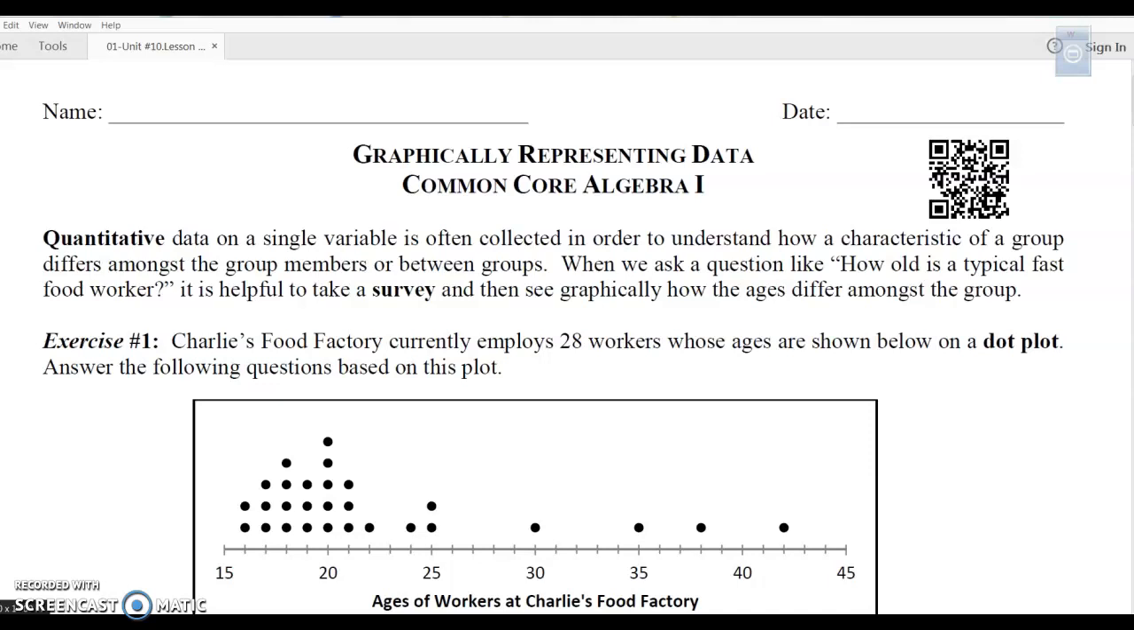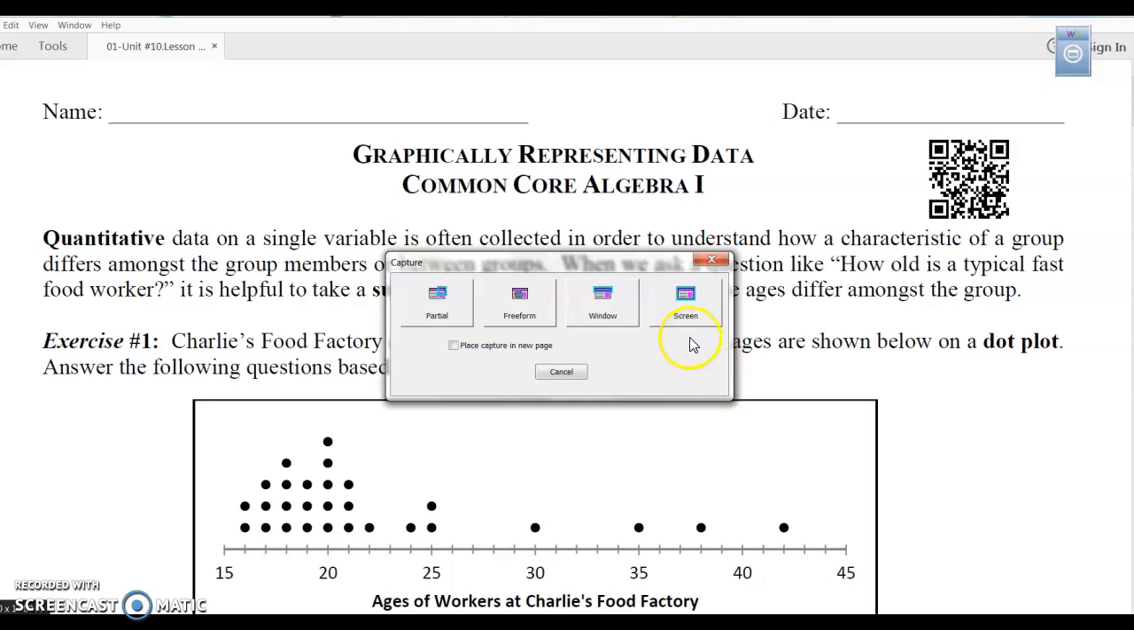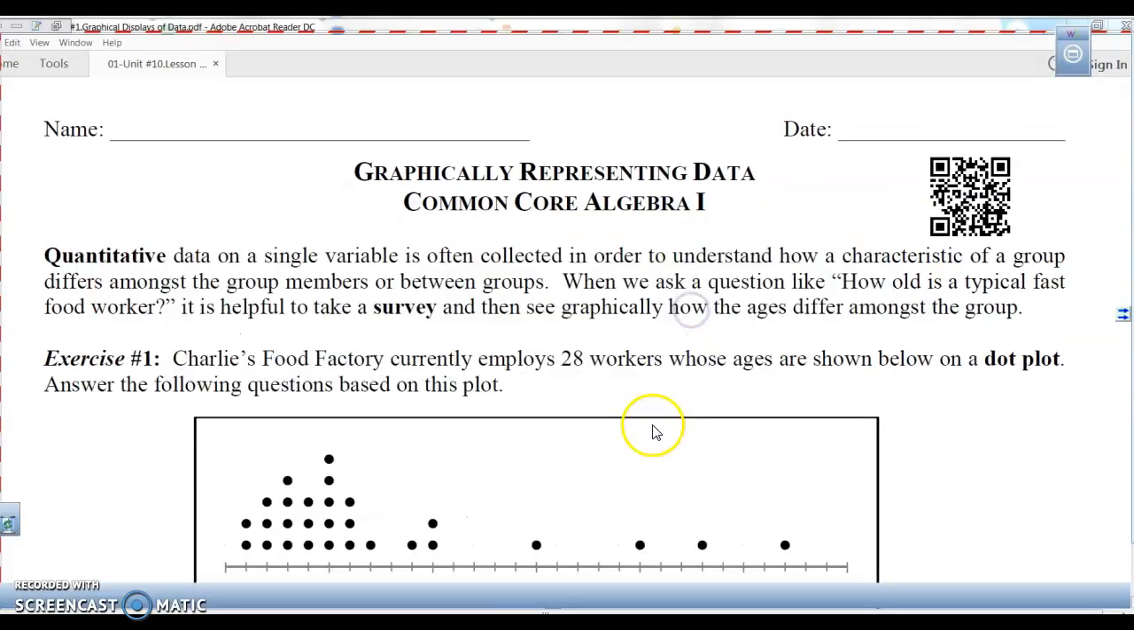This is Algebra 1, Unit 10, Lesson 1 on graphically representing data. So this is the first lesson of the unit on statistics. We're going to be looking at statistical analysis in this unit, and we're going to start with putting data in graphs.